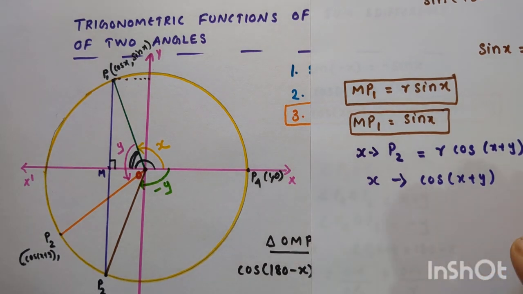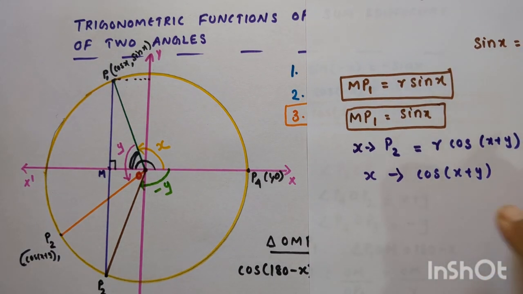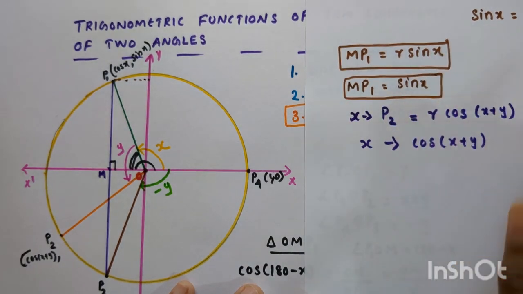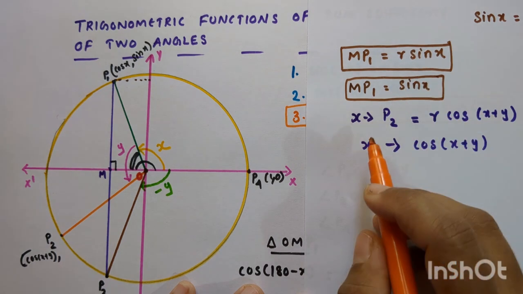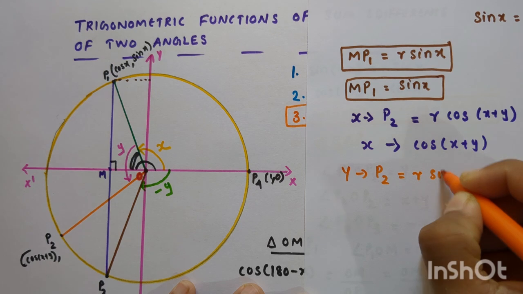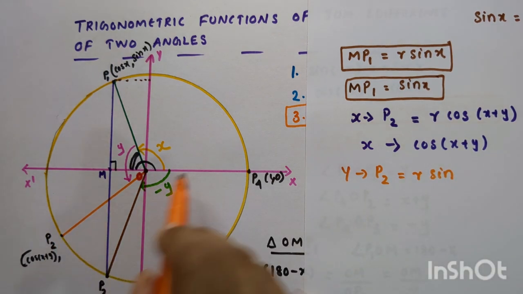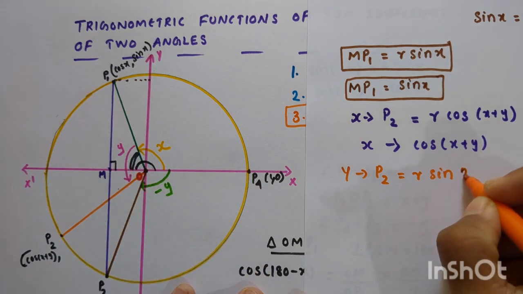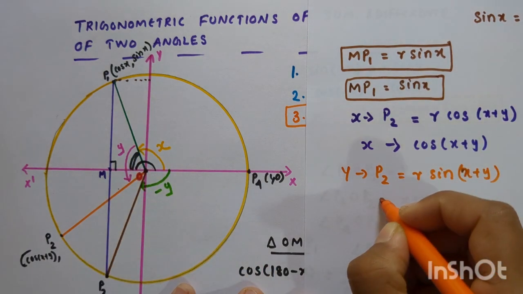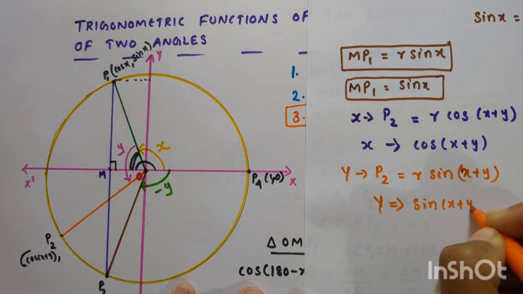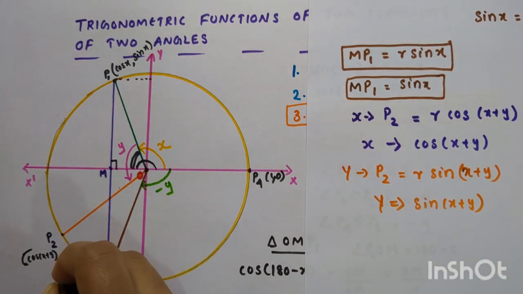Okay, now what about the y coordinate of this point P2? The y coordinate of a point is radius times the sine of the angle made by that point with the positive direction of the x-axis. So the y coordinate of P2 will be equal to radius times sine of the angle made by P2 with the positive direction of the x-axis, that is x plus y. Here radius r is equal to 1. So the y coordinate of this point will be 1 into sine of x plus y, that is sine of x plus y. So its y coordinate is sine of x plus y.